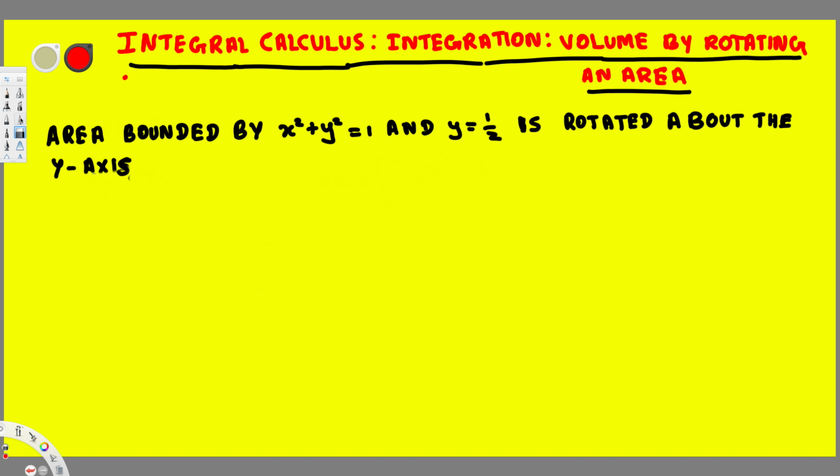Let's do this problem right here. This question is asking us to find the volume when we rotate this region about the y-axis. To find that, we can draw the graph first.